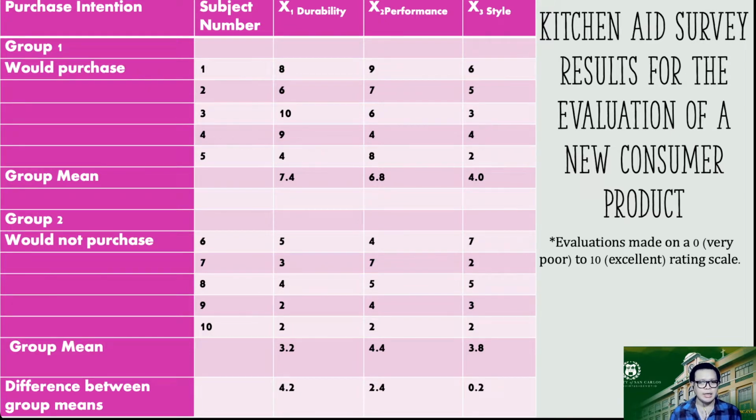In this particular table, we also have the group mean of every variable, durability, performance, and style, and at the same time, the difference between the group means. Later on, I will be explaining how we can run multiple discriminant analysis in SPSS. For this one, this is just a very simple way of knowing exactly how we can interpret certain survey results for certain evaluations as we come up with parameters in terms of rating.